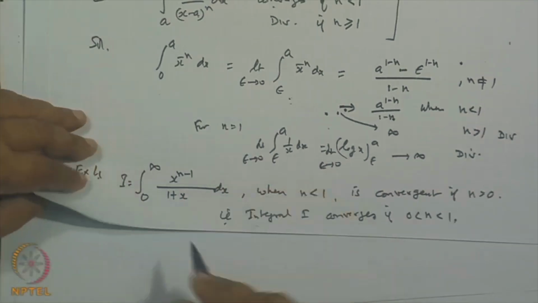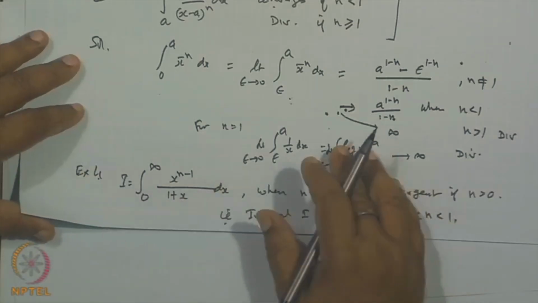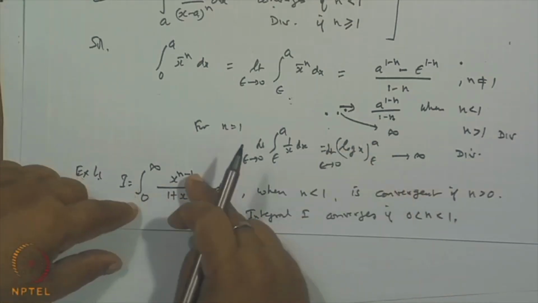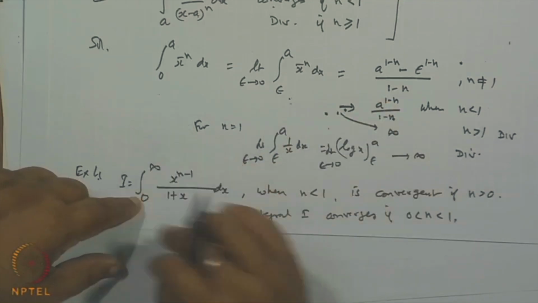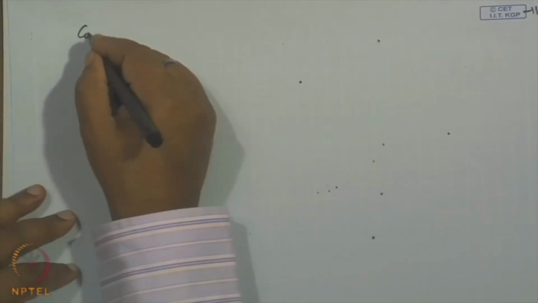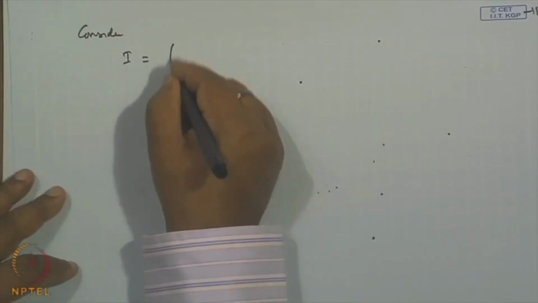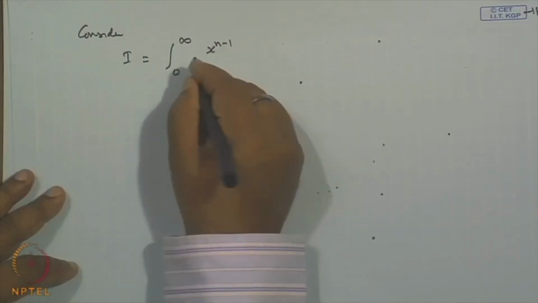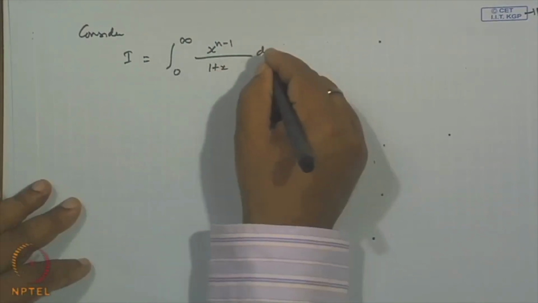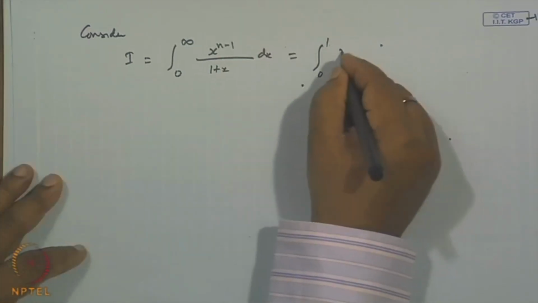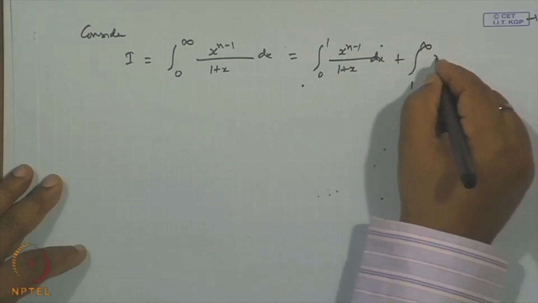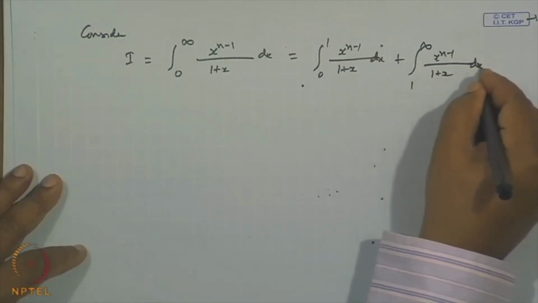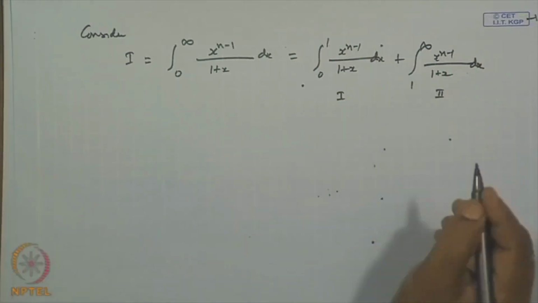In order to judge the convergence of this integral, we will break it up into two integrals. In the first case, the function becomes unbounded at 0; in the other case, the function is bounded, but at infinity we have to test the convergence. So we consider the integral I, which is the integral from 0 to infinity of x to the power n minus 1 over 1 plus x dx. This we can break up into two parts: the integral from 0 to 1 of x^(n-1)/(1+x) dx plus the integral from 1 to infinity of x^(n-1)/(1+x) dx. Let them be first and second.